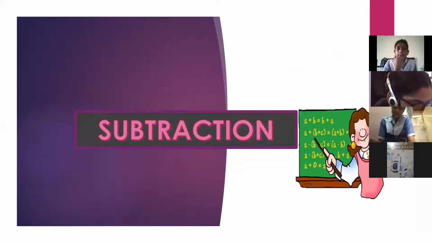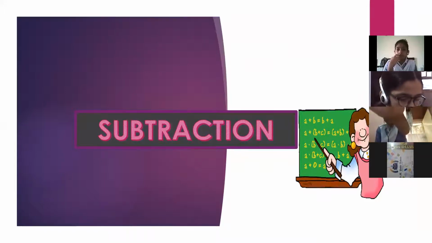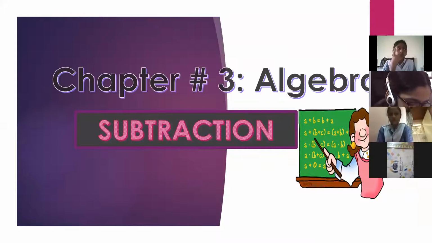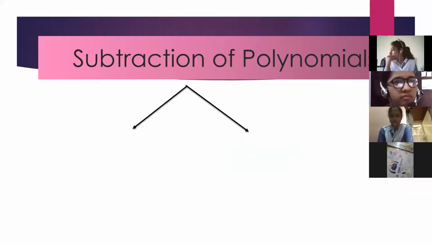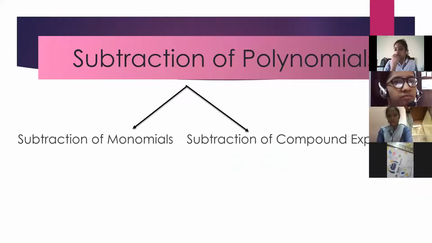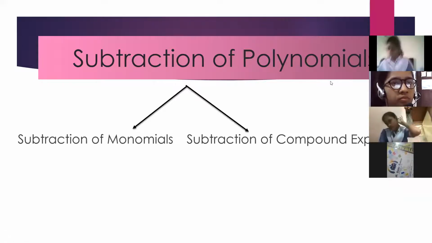We were discussing chapter number 3, algebra. Yesterday we discussed addition. Right now, we are going to start with the topic of subtraction. In subtraction of polynomials, there are again subtraction of monomials and subtraction of compound expressions. Just as we did addition of monomials and addition of compound expressions, in the same way we are going to do subtraction of monomials and subtraction of compound expressions.